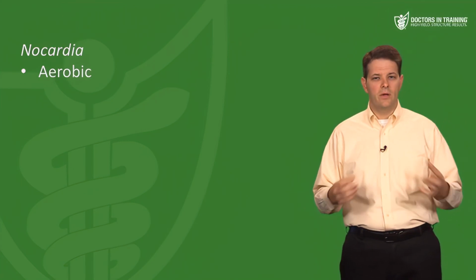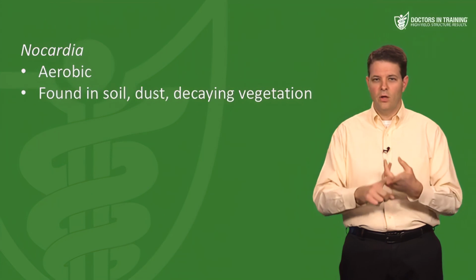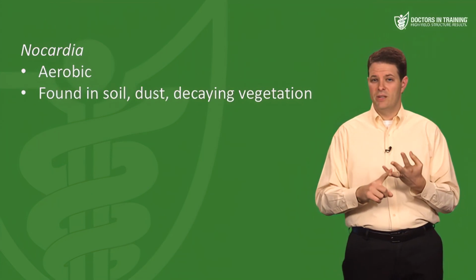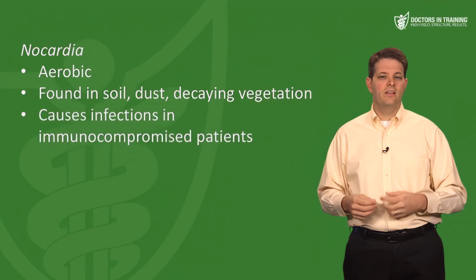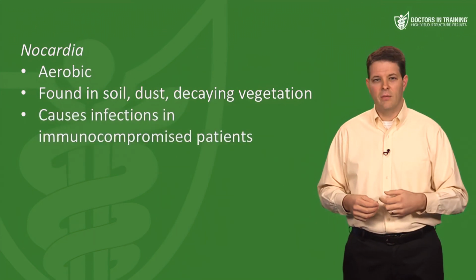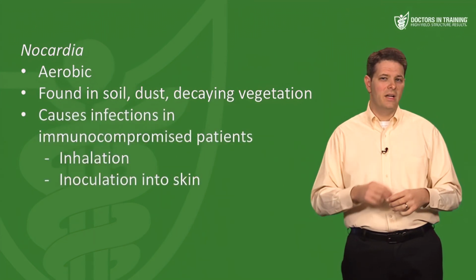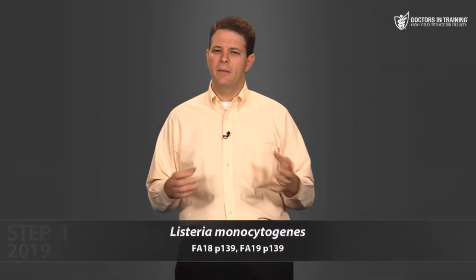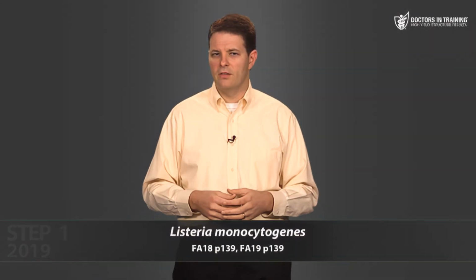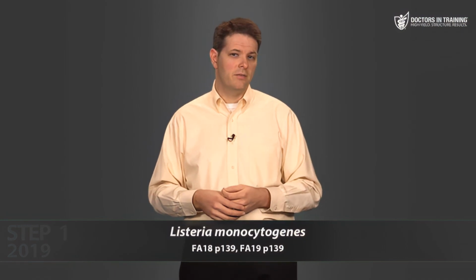Nocardia is fairly ubiquitous. It's found everywhere, in soil, dust, decaying vegetation. It's also part of the normal oral flora. It usually causes infections in immunocompromised patients, either by inhaling it or having it inoculated into the skin. This is a pretty severe case of cutaneous nocardia, but it's a good example of the skin lesions that you can see.